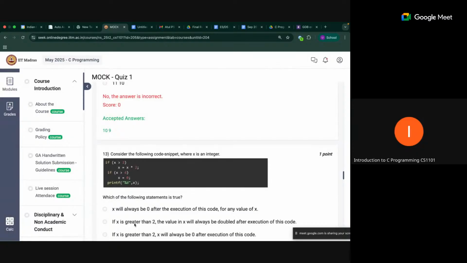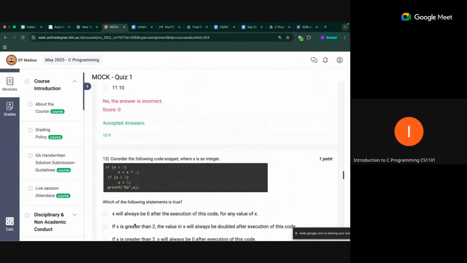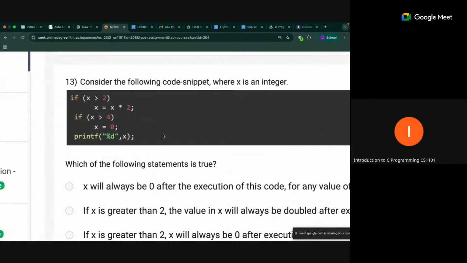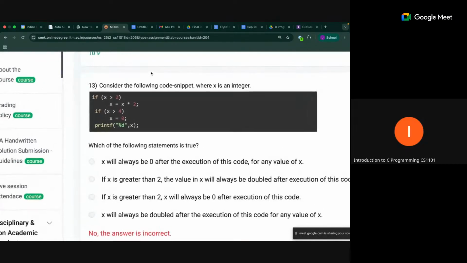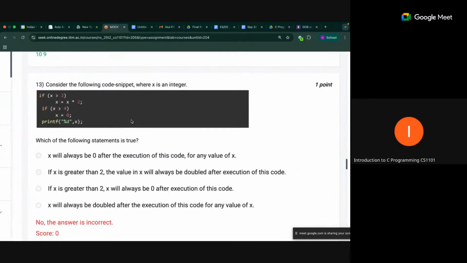And here is the next question, people. Yeah. So here, which of the following statements is true? If x is greater than 2, they have given some process to be done. If x is greater than 4, they have given some process to be done. So which of the following statements will be true? Option C.